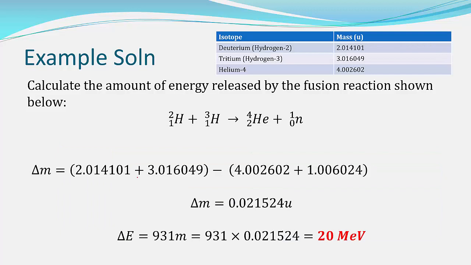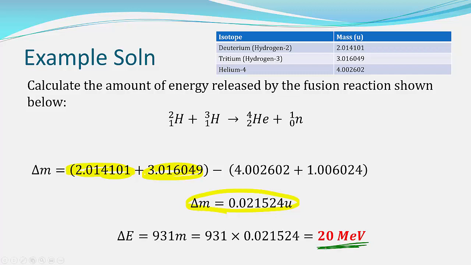So what you should have done is work out the mass of the reactants. You've got your deuterium and your tritium, and you subtract the addition of the helium-4 and the neutron, which are the products in this reaction, and you should have got a mass difference of 0.021524. We've got that in u's. I haven't asked you to give me the answer in joules, so all you would have had to do is multiply that answer by 931 to get the final result, which is 20 mega electron volts.